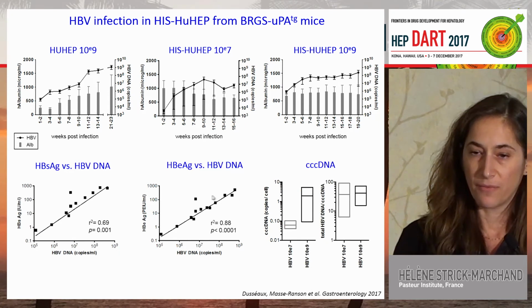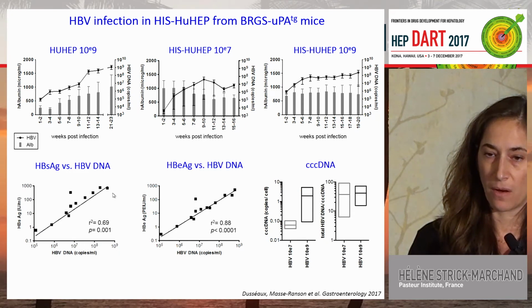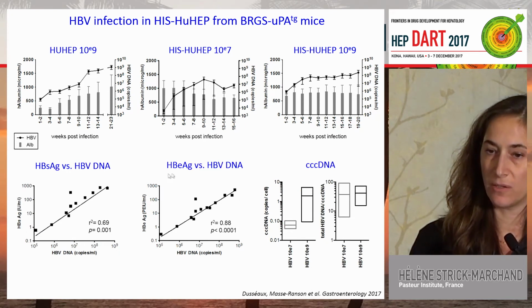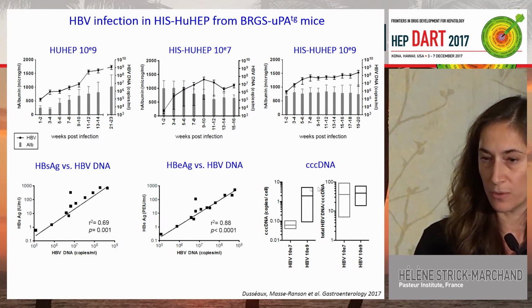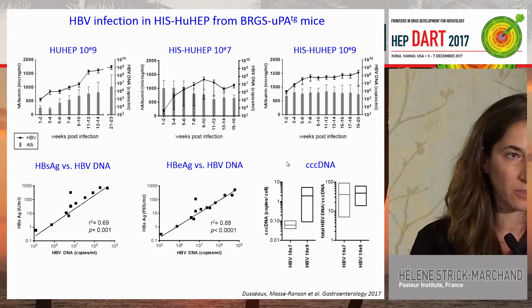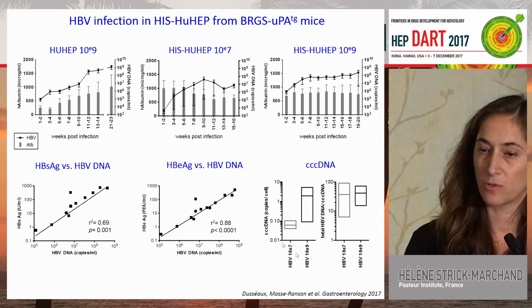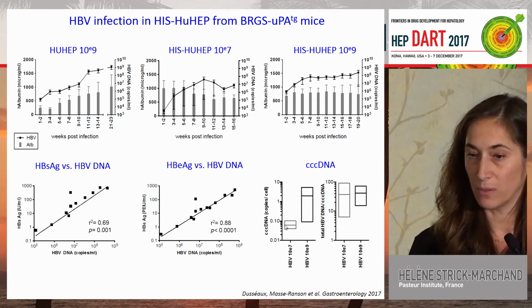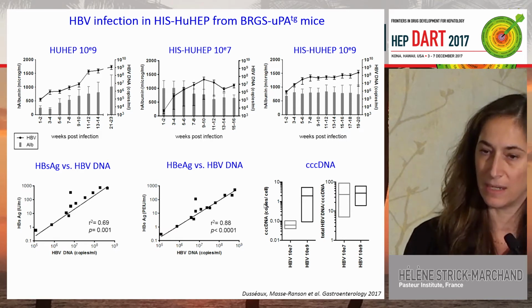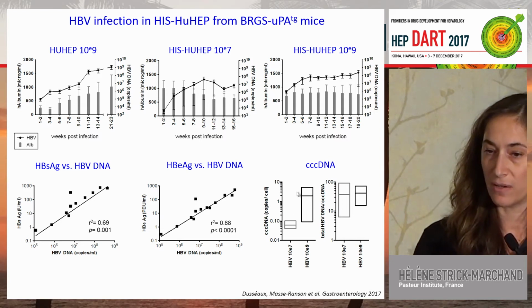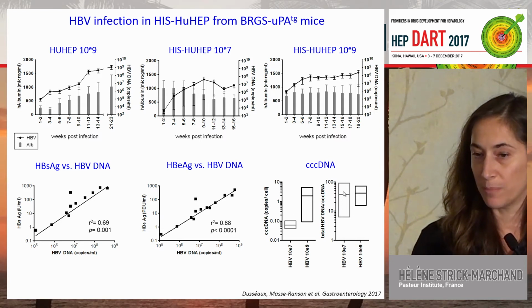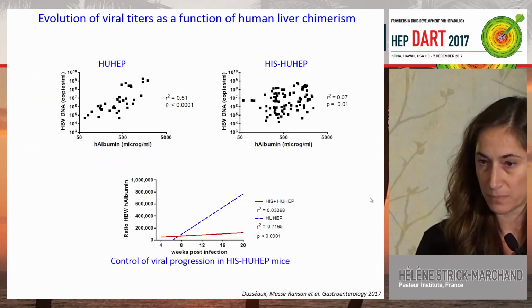And the viral loads that we're measuring are correlating to the HBs antigen loads and the HBe antigen loads, and importantly, we detect cccDNA in the liver of the animals at levels that are comparable to chronic hepatitis B patients. If you inject animals with a low viral load, you get 0.1 cccDNA copies per cell. At a high viral load, it's about 2. And the viral replication is the same whether you're at a low viral load or a high viral load.